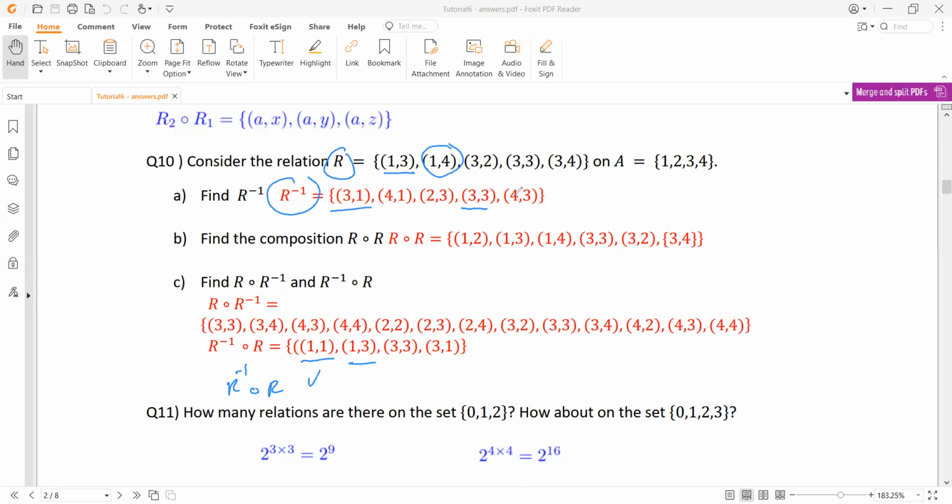1, 4 with 4, 3, so it gives 1, 3. It's already there. 3, 2 with 2, 3, it gives 3, 3. Okay. 3, 3 with 3, 1, it gives 3, 1. 3, 3 with 3, 3 gives 3, 3 again. Okay. 3, 4 with 4, 3 gives 3, 3 again. So this is the result. Okay. Very good.